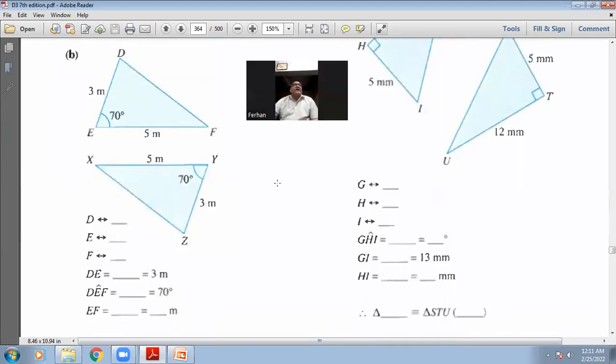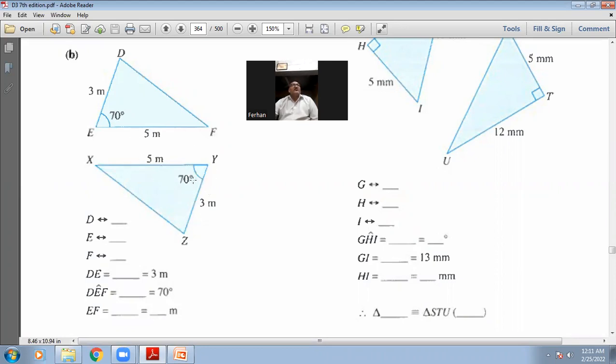Okay, so here we have question number 2, B part. Here you have 2 triangles. The ED side and the YZ side both are 3, so it's given. EF and YX both are 5 centimeters, it is given. Angle DEF is equal to angle XYZ, both of them are 70.